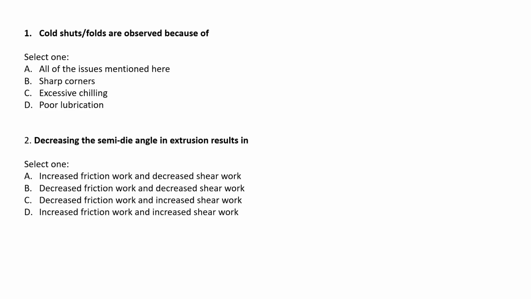The first question is: cold shuts or oblique faults are observed because of. So where do we see these cold shuts? In the case of forging, right? So what is the reason for this? You can see option A, all of the issues here. The other issues are like sharp corners. Now suppose there are sharp corners, what happens? The flowability decreases. Okay, so it can be a reason.